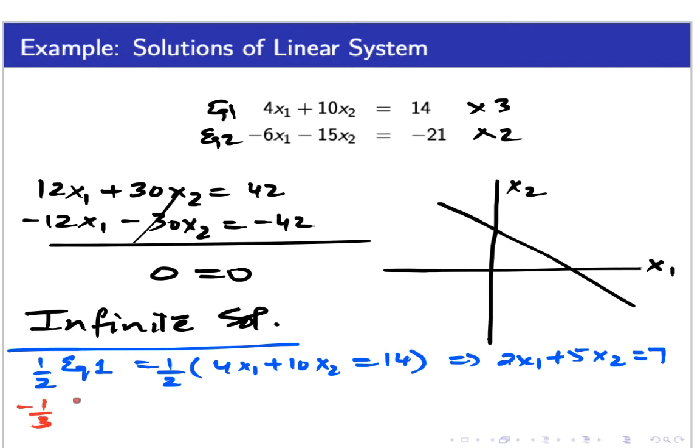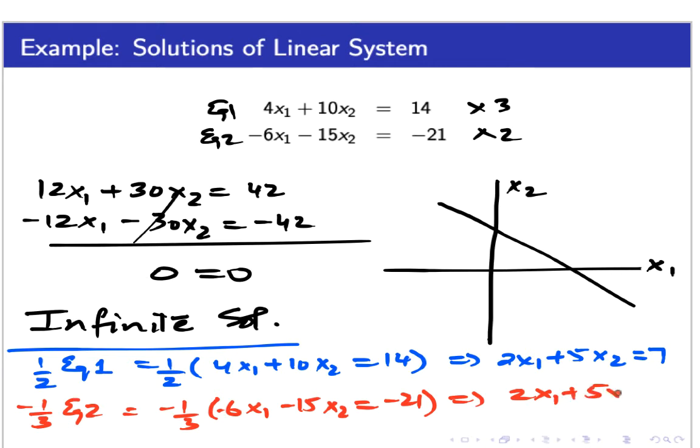Negative 1/3 equation 2. What do we get? Negative 1/3, negative 6x1, negative 15x2 equals negative 21. We are once again going to get 2x1 plus 5x2 equals 7. So equation 1 and equation 2 in this slide are basically multiples of the equation 2x1 plus 5x2 equals 7.